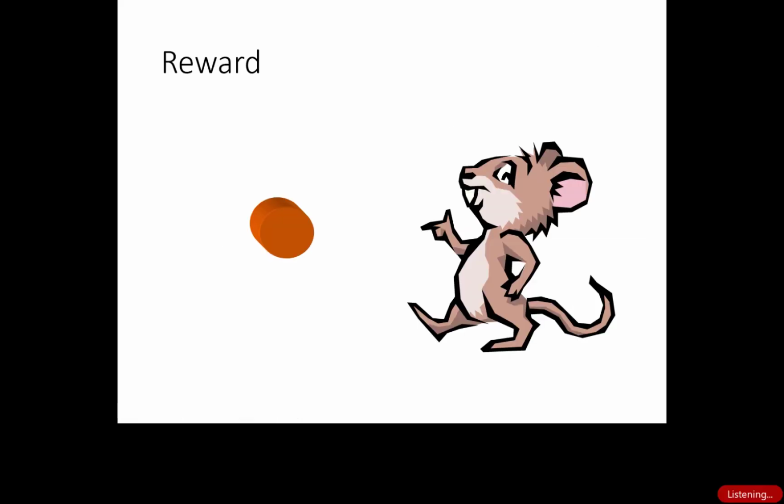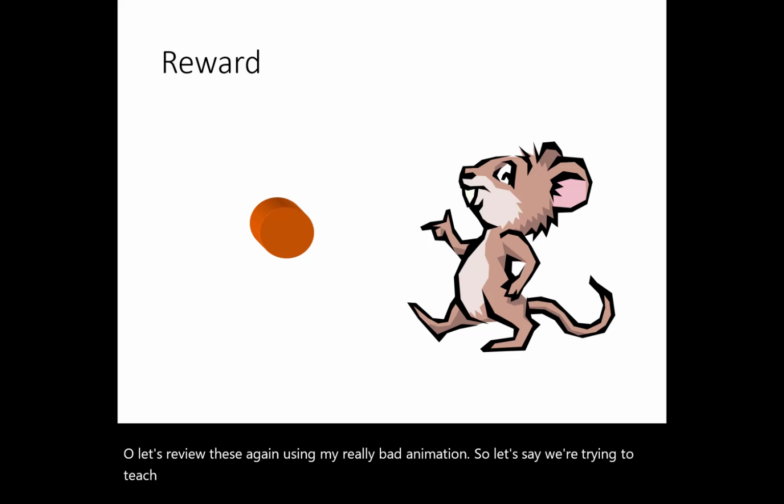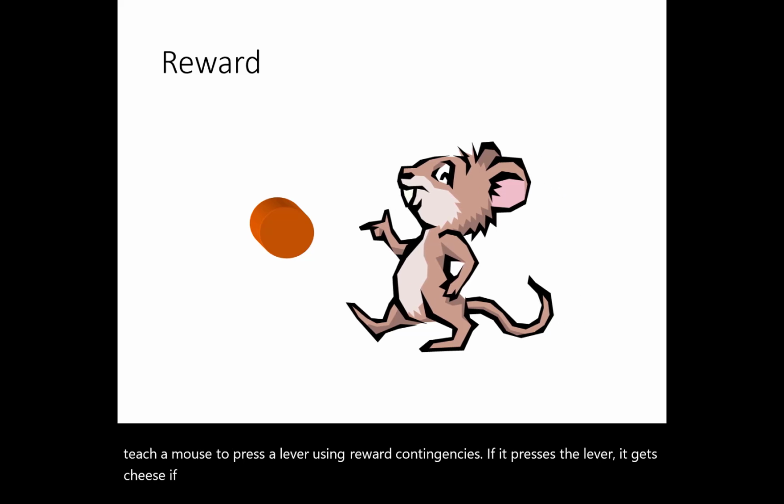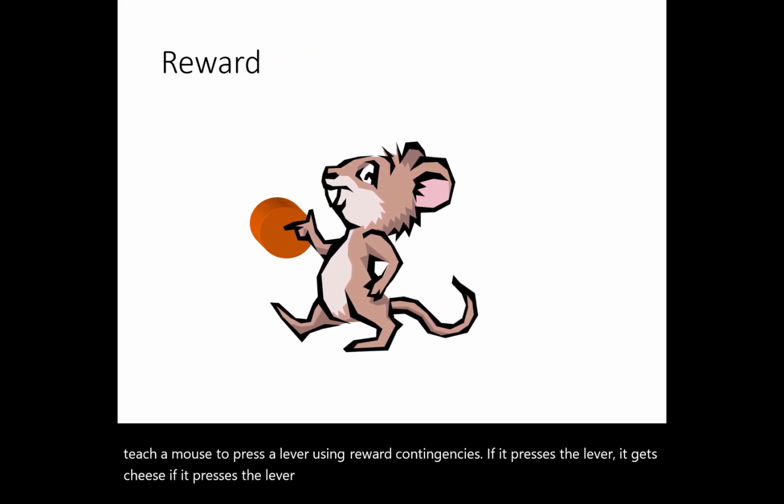So let's review these again using my really bad animation. Let's say we're trying to teach a mouse to press a lever using reward contingencies. If it presses the lever, it gets cheese. If it presses the lever again, it gets cheese.